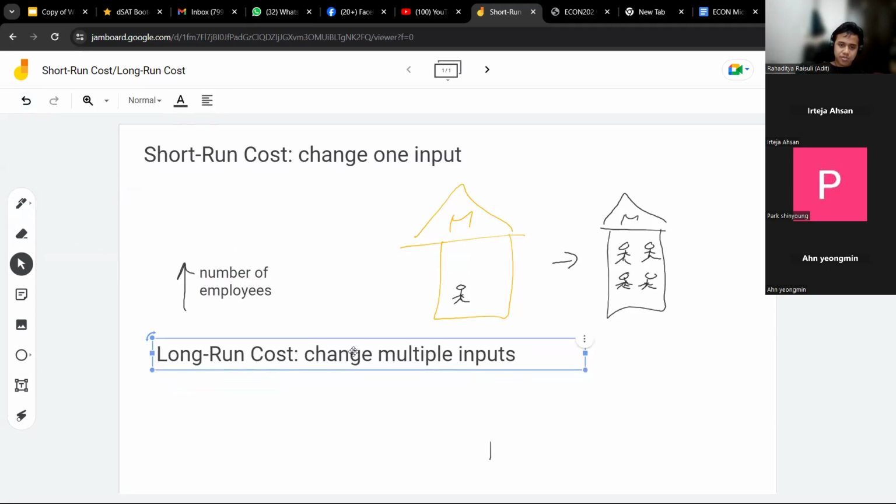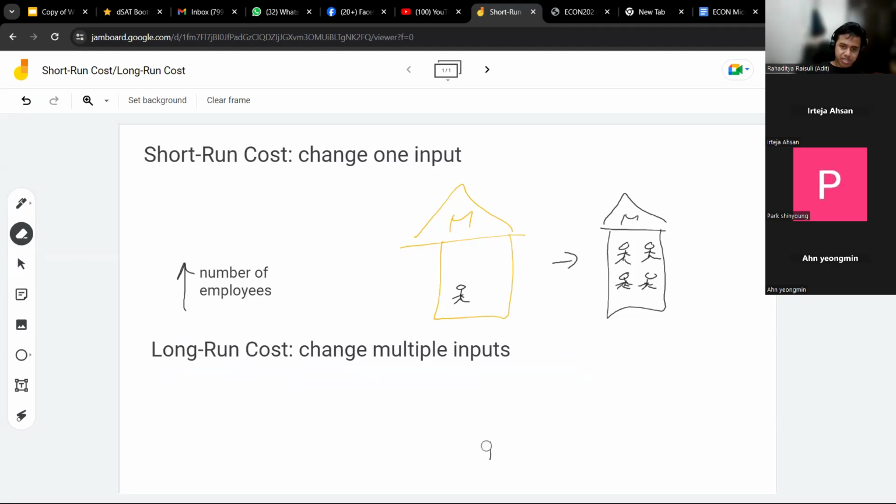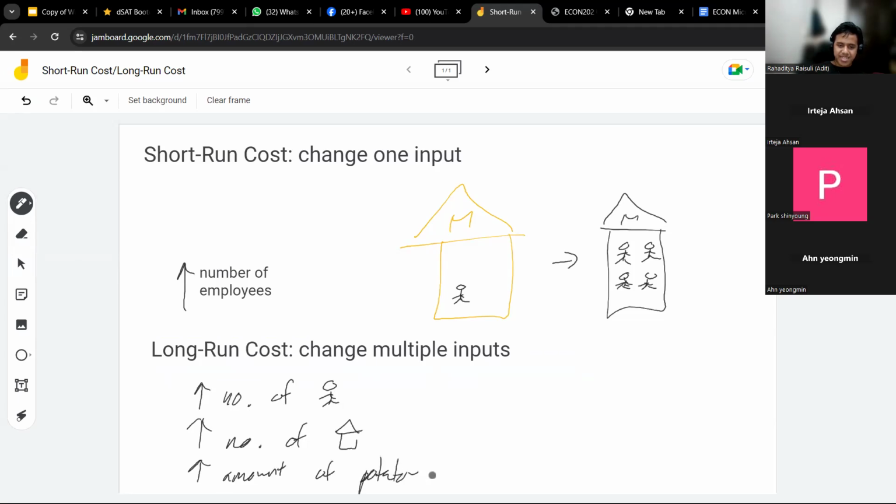Long run cost is more about when you change multiple inputs. For example, maybe you're changing the number of employees, and you're also changing the number of stores. Maybe you're not just looking at one McDonald's, you're looking at five McDonald's. You're also maybe changing the amount of potato supply, things like that. So if you're changing multiple inputs, this is referring to long run costs.